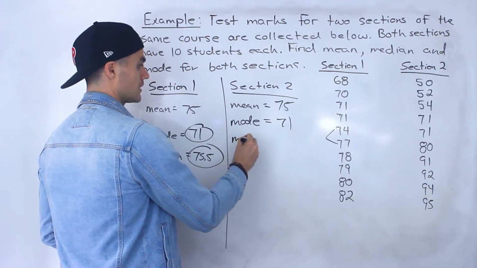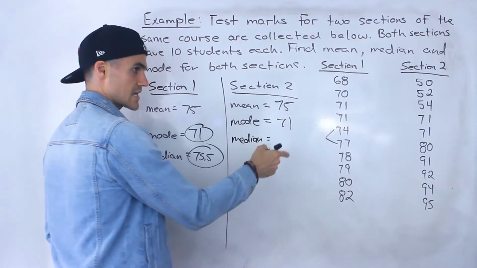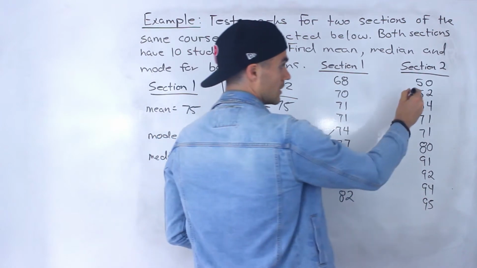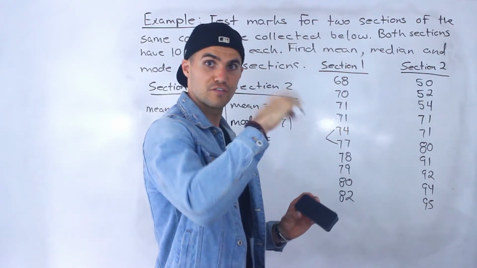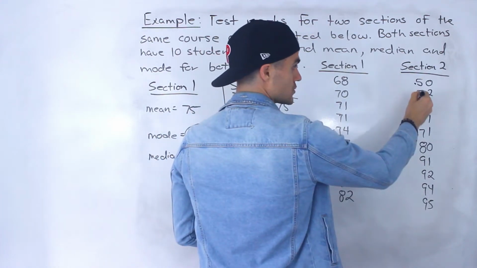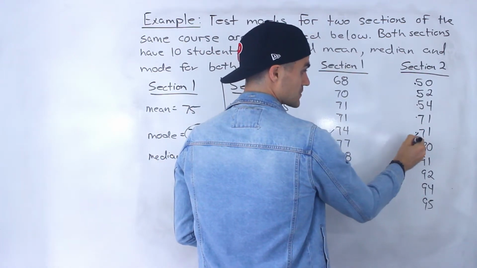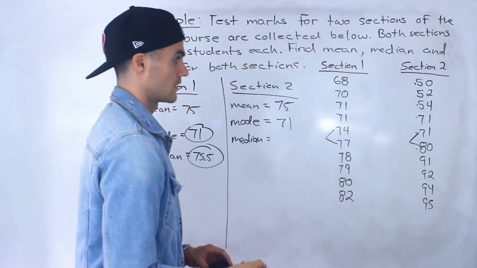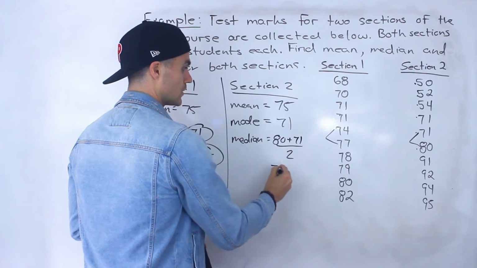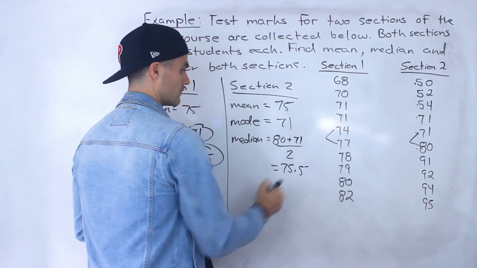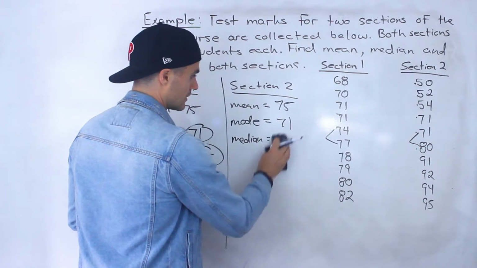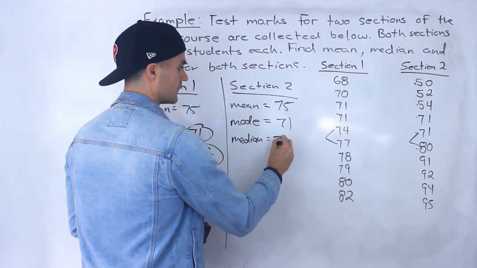What's the median going to be? 10 observations, 10 plus 1 divided by 2, 5.5. So it's going to be the average of the 5th and the 6th position. 5.5 is in between 5 and 6. 1, 2, 3, 4, 5, 6, so it's going to be in between these two. And so if we do 80 plus 71 divided by 2, we would get 75.5. Which, notice, it's the exact same median as section 1.